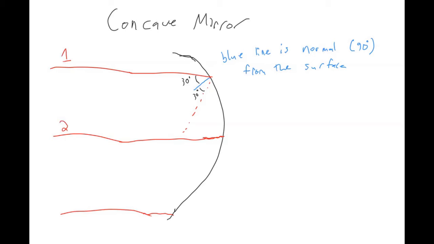For ray number two, it's coming in perpendicular to the surface, so it would just get reflected straight back. And then for this one, pretend I'm better at drawing. And this one would get reflected so that they all end up being focused at the same place. The point where all of these lines meet is the focal point, just like it was for lenses. And then, of course, the distance from the mirror to the focal point would be F, and that would be the focal length.